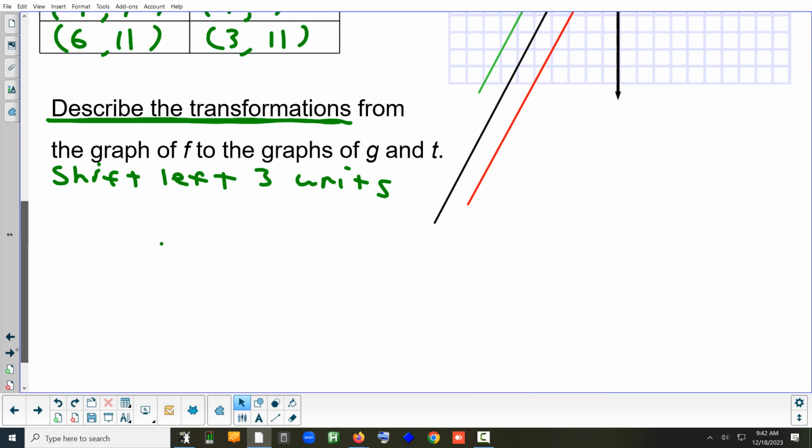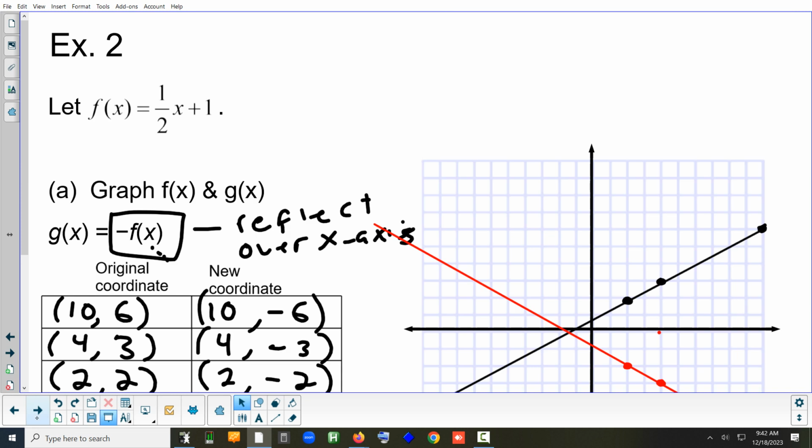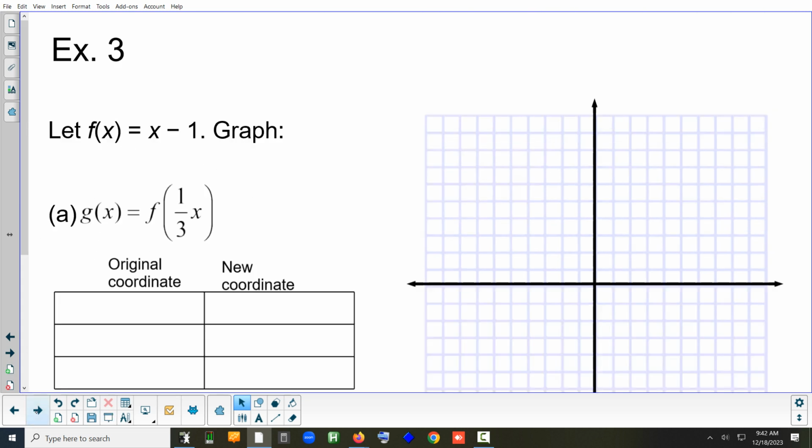All right, try another one of those. Let's do example 3, which has its own grid. All right, let me see. Let's try it. Okay, so it says let f of x equal x minus 1, and this is the transformation that we're doing.